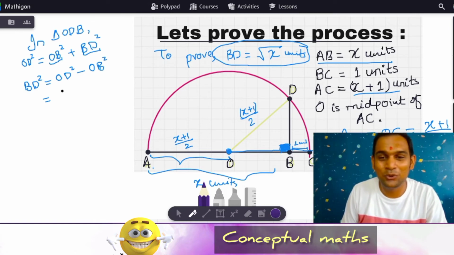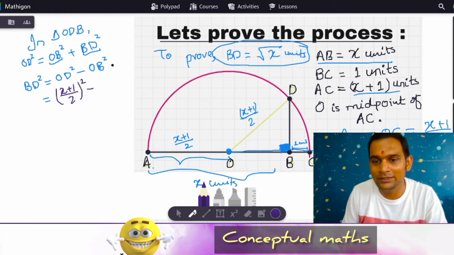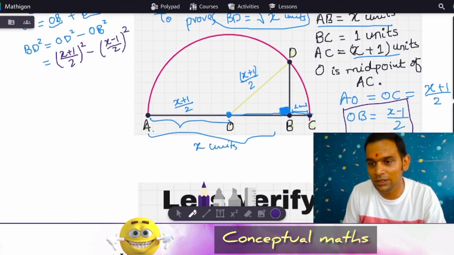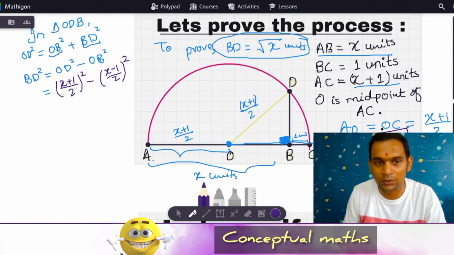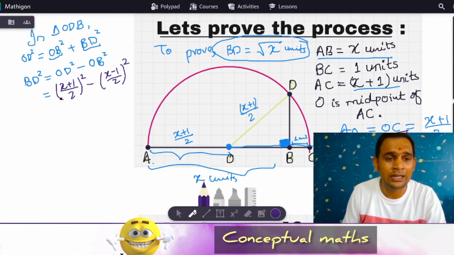Now I'll put in the values which we have calculated with so much hard work and thinking. OD is nothing but (x plus 1) by 2, so we will square that, minus OB square, which is (x minus 1) by 2, the whole squared. We have calculated OB as (x minus 1) by 2, as you can see over here, so we will make a whole square over here. Let's get going. Now BD square is equal to this.